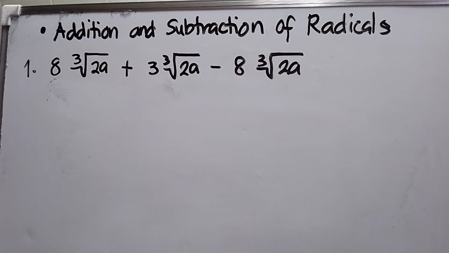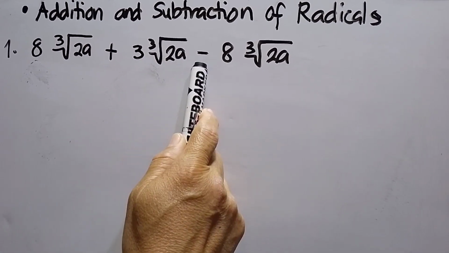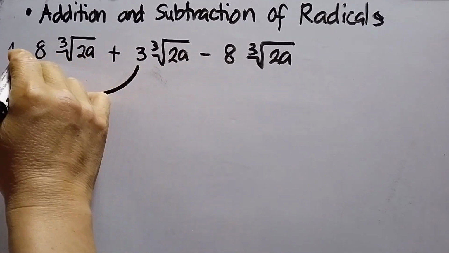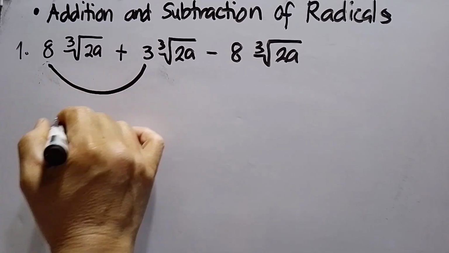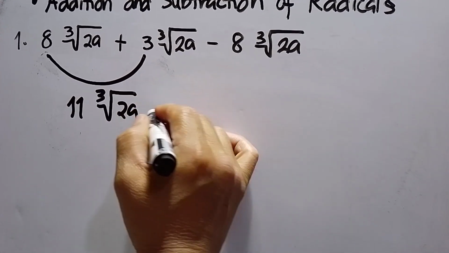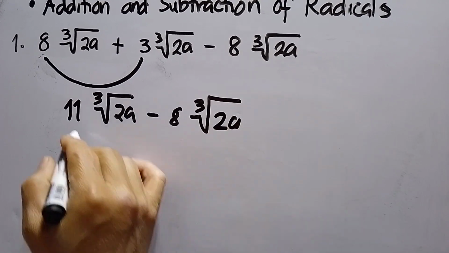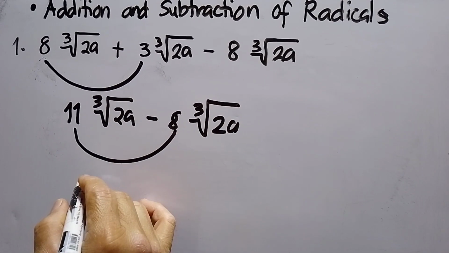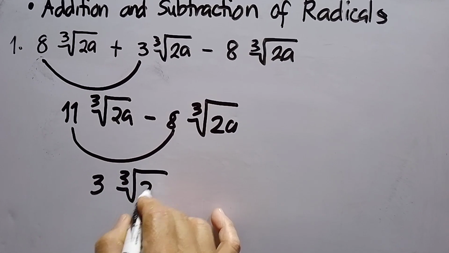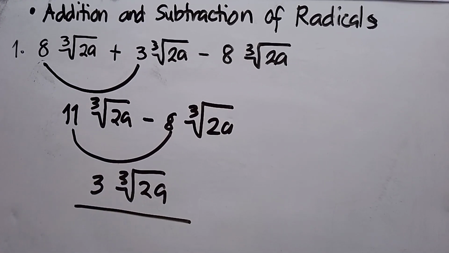I have here number 1, 8 cube root of 2a plus 3 cube root of 2a minus 8 cube root of 2a. I need to combine this one because they are positive. So 8 plus 3 is 11 cube root of 2a. And then minus 8 cube root of 2a. Okay, this one, 11 minus 8 is 3. Then cube root of 2a. So this is now the answer for number 1: 3 cube root of 2a. Now let's proceed to number 2.